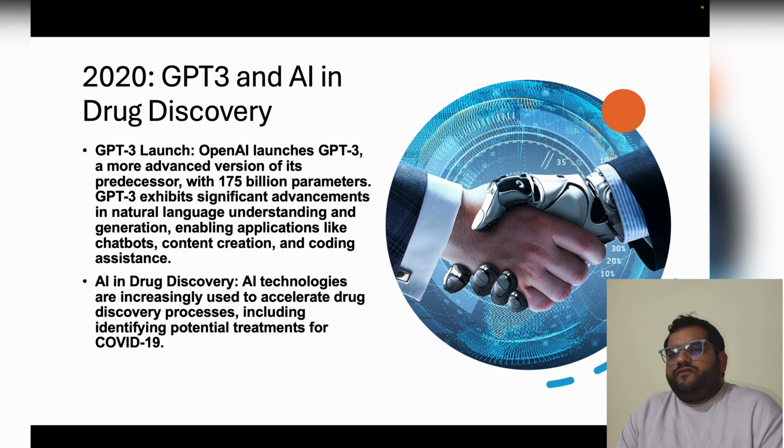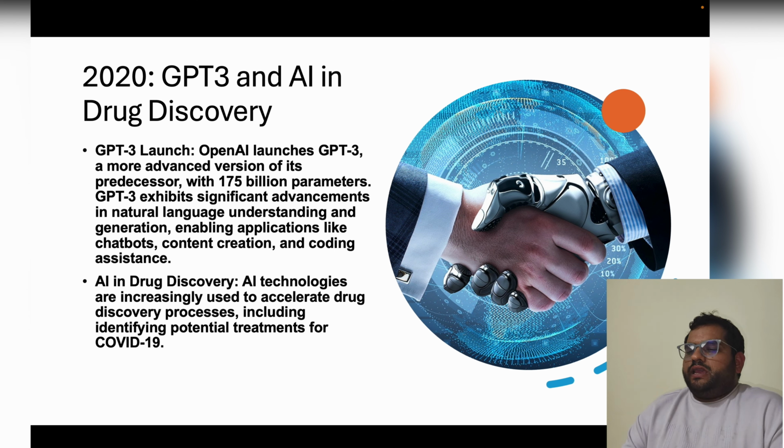AI in drug discovery: AI technologies have increased use in accelerating the discovery of drugs. And as you know, in 2019 we had COVID. AI helped a lot in finding the drugs.